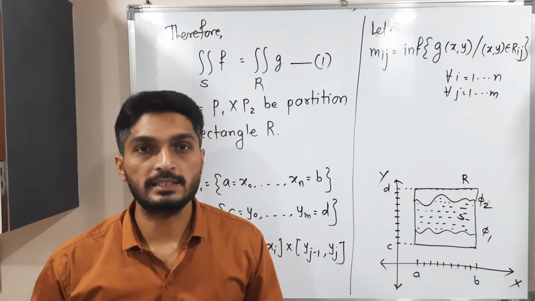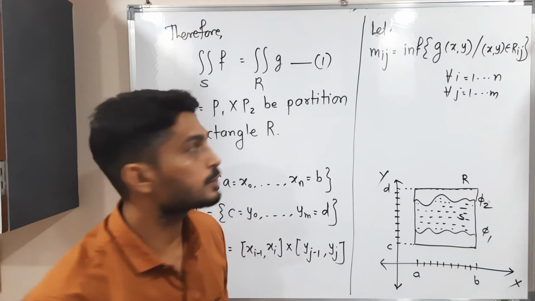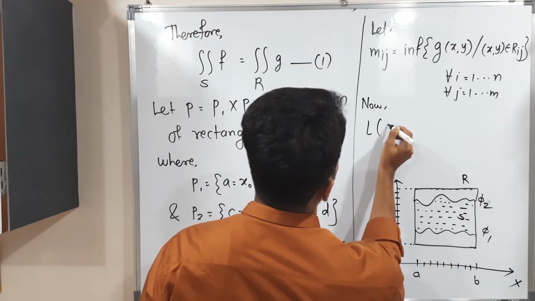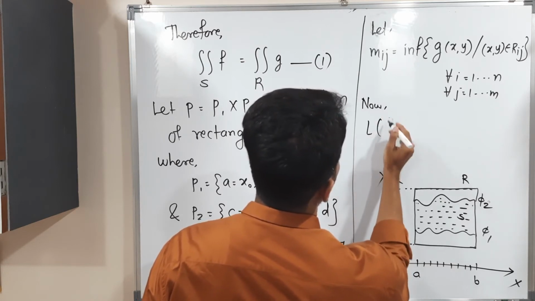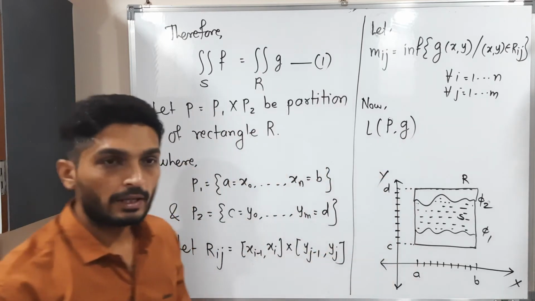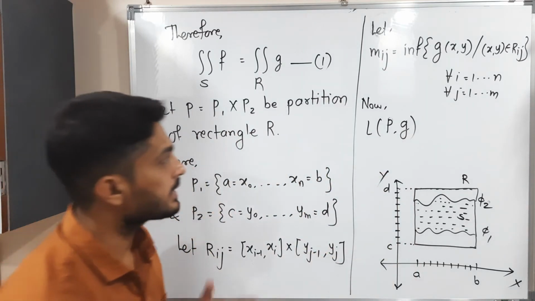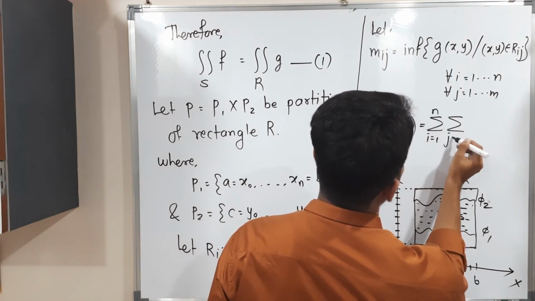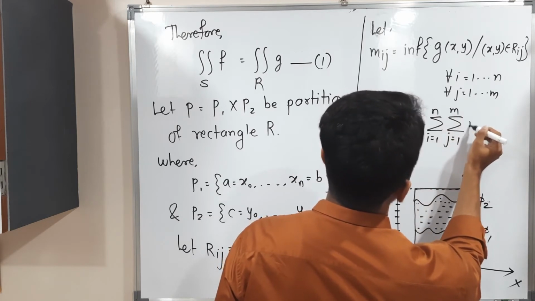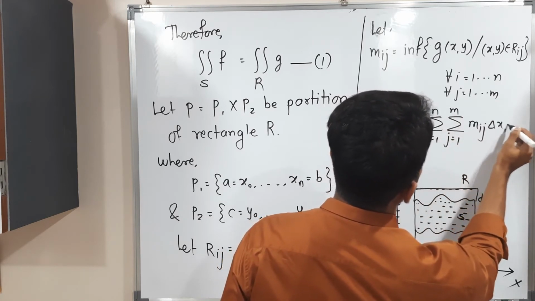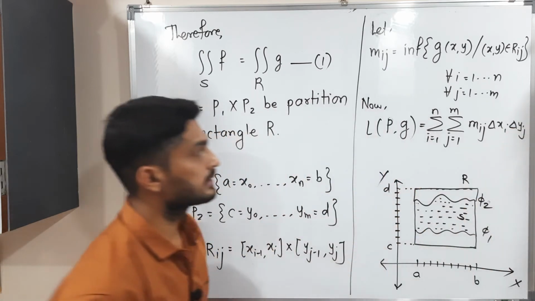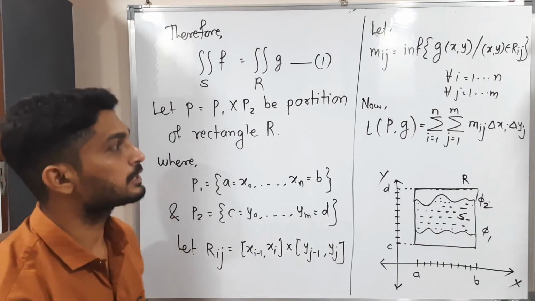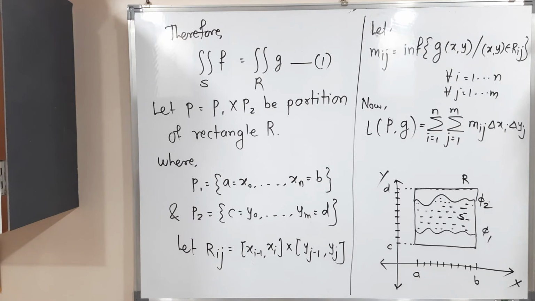After defining small mij, we define the lower sum. You remember the definition of lower sum we have already seen. Now, we denote L(P, f) actually we write, but we are defining for function g, so that's why I am calling it L(P, g), which is equal to the double summation, i running from 1 to n, j running from 1 to m, of small mij delta xi delta yj. So this is L(P, g) we have. Again there is no more space to write, so make a screenshot of it, then we will go further.